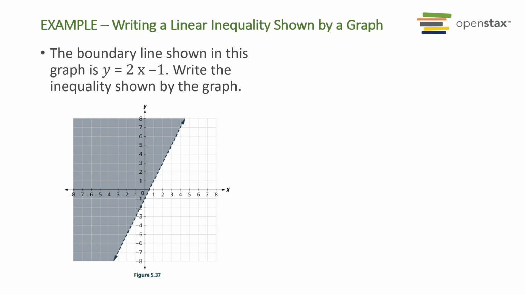All right, so this one says the boundary line shown in this graph is y equals 2x minus 1. We want the inequality shown by the graph. We see that it's been graphed for us. The way they were able to graph it is they took a look at this expression, y equals 2x minus 1. They started with this negative 1 and graphed that as the y-intercept. You can see that there on the graph.